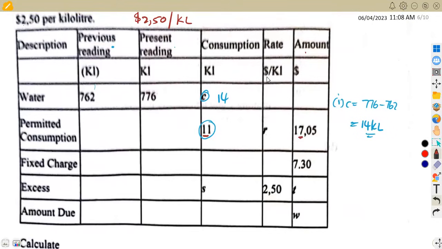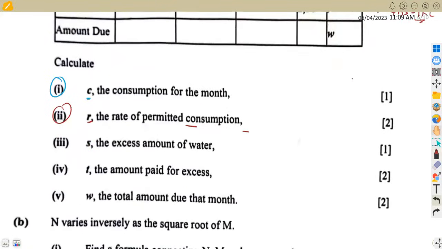What about the rate, which is the dollar per kiloliter? So our R is going to be the amount, 17.05, divided by the number of kiloliters which is used, which is 11 in this case. So that's our rate. If we divide properly, that was going to be 1.55. So it's $1.55 per kiloliter. That is what they say here, dollars per kiloliter. All right. Then let's check the other part.